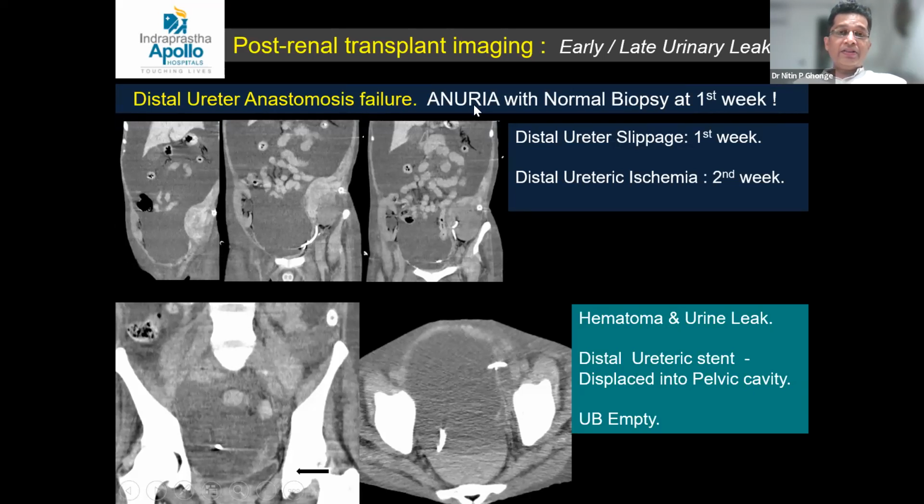The patient had anuria at 1 week following the biopsy. The transplant biopsy was normal. So this is the transplant kidney. The biopsy was normal. This is the proximal stent. The distal end of the stent is not seen in the bladder, rather it is floating freely in the peritoneal cavity. This is because of distal ureteric slippage, because of the ischemic changes, and therefore the urinary bladder is completely empty as seen here.